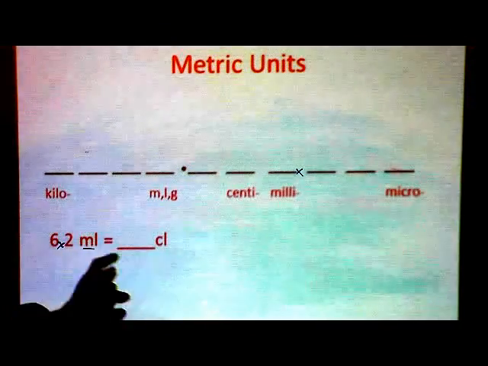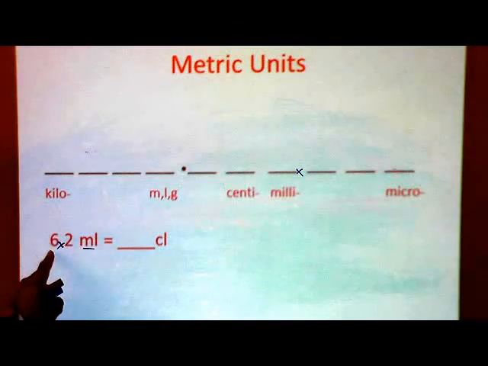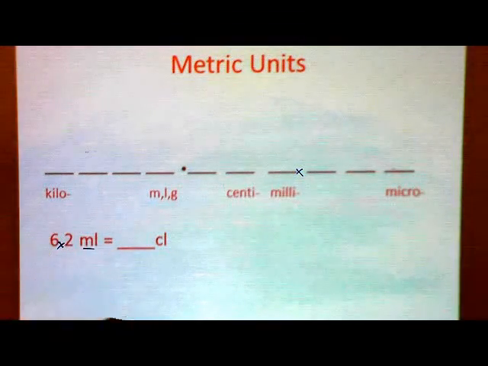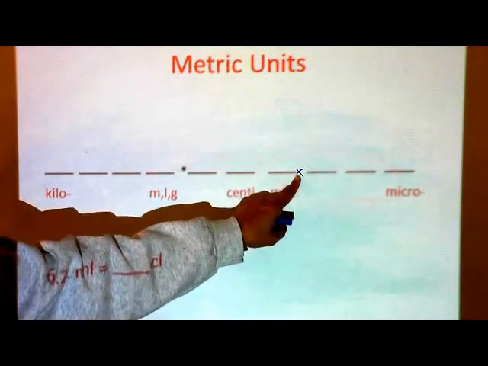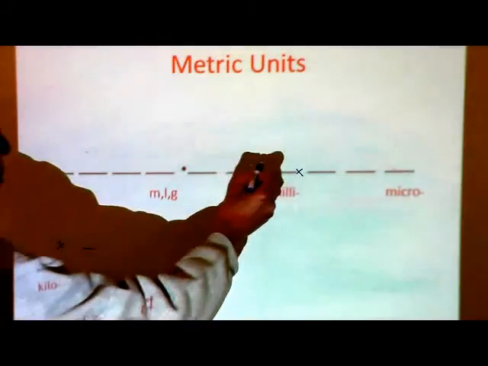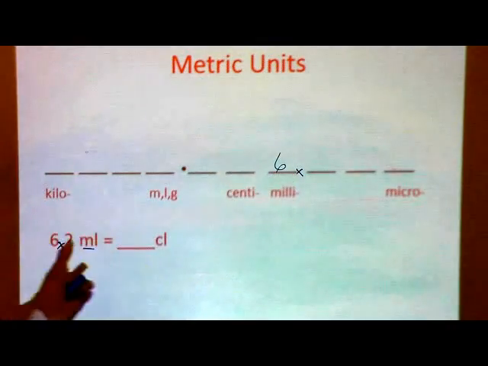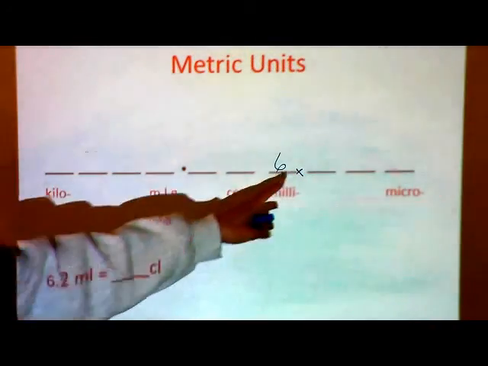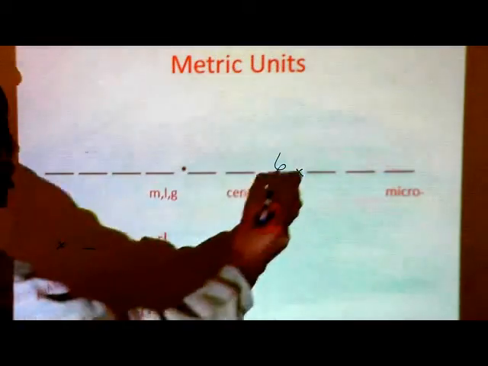Next step, bring this number into your number line. So what you do is, 1 space to the left is the number 6. Here's the decimal point. 1 space to the left is the number 6. 1 space to the right is the number 2. 1 space to the right is the number 2.